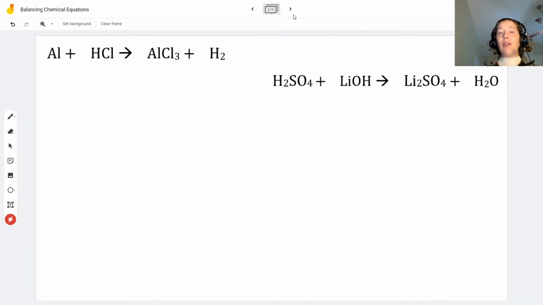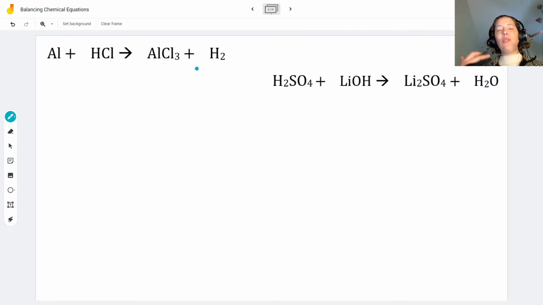So here are 2 different reactions. I'm going to work the left one first and then I'll work the right one. And let me just make sure that, yes, you can see that second reaction. I know that my video feed kind of can interfere with that. So I'm going to start with this aluminum example right here.